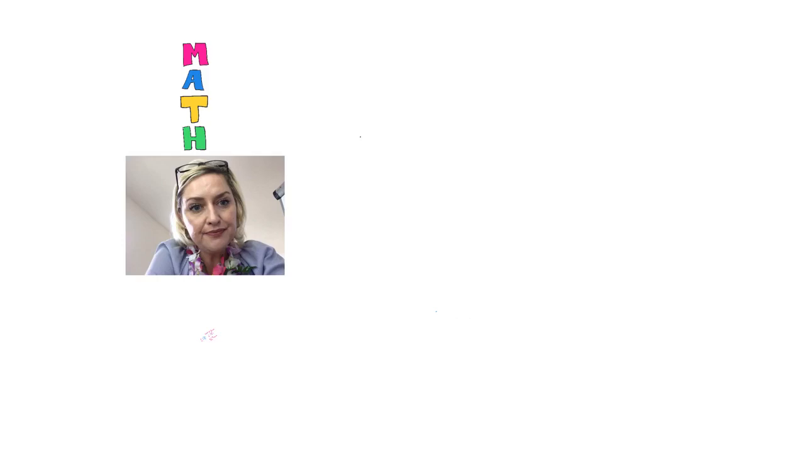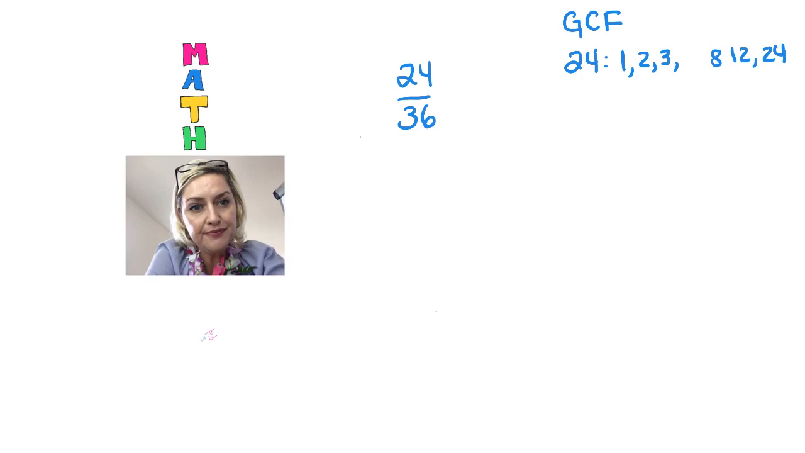So let's try another one. Let's use the numbers 24 and 36. Okay, so we need to find the GCF, the greatest common factor, for 24 and 36. So for 24, 1 times 24. Then 2, we know 2 times 12 is 24. And then 3, does 3 go into 24? It does. 3 times 8. And 4, we know that 4 times 6. And 7, no. 5, no. So these are the factors of 24.